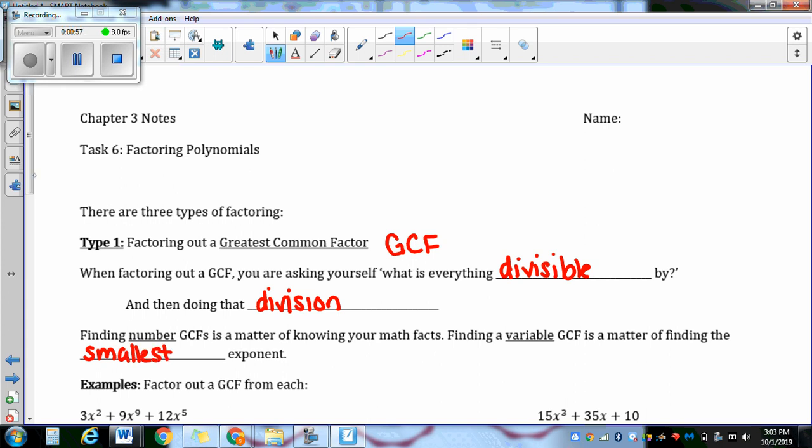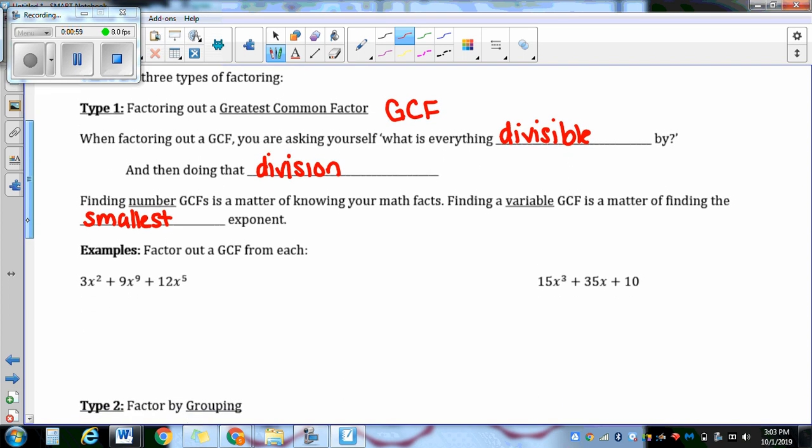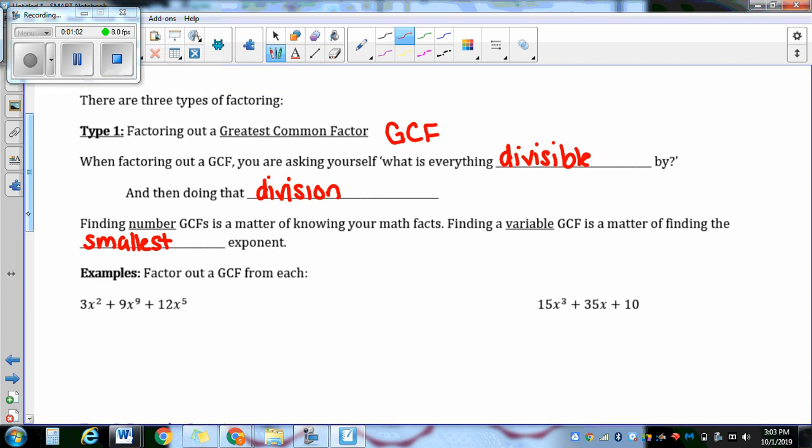So my examples down here say factor out a GCF from each. So I'm going to write it off to the side here in purple. So my GCF. So first I'm going to go through the numbers. My numbers are 3, 9, and 12. Well, I'm just thinking to myself, what are all of those divisible by? Well, they're all divisible by 3.